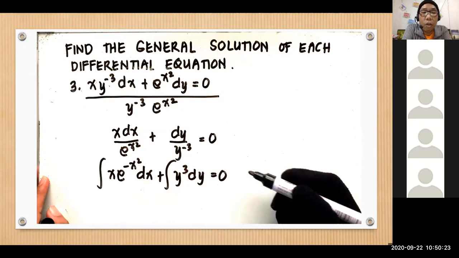So, we can now perform integration. So, yung unang term, x times e raised to minus x squared. So, recall natin yung formula kapag involve yung exponential function. So, baka pwedeng gamitin ng antiderivative for exponential function.